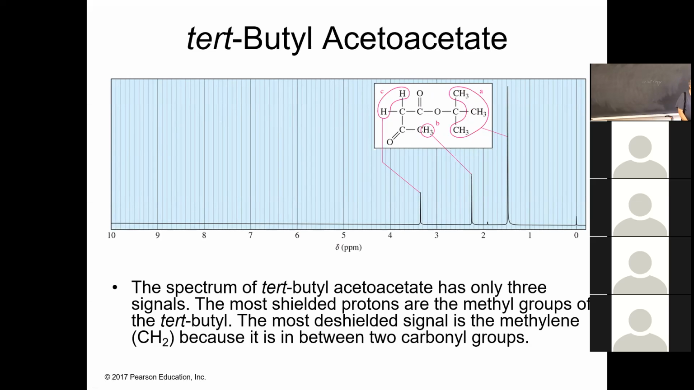Okay, another example, this is called tert-butyl acetoacetate. Okay, we have another tert-butyl group. Okay, that's this big peak down here. We have a peak here for these methyl protons alpha to the ketone. And then we've got the CH2 that's between the 2 carbonyls. Okay, so these are going to be more deshielded because they're next to 2 carbonyls. So you can see they're more downfield or to the left.